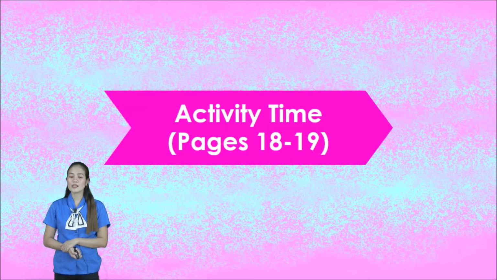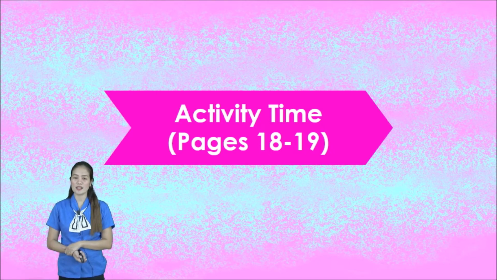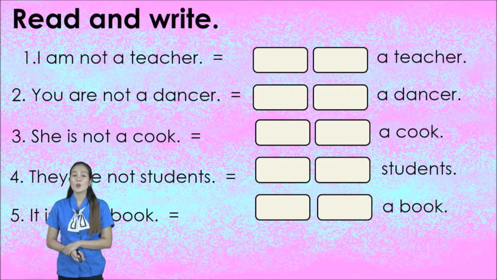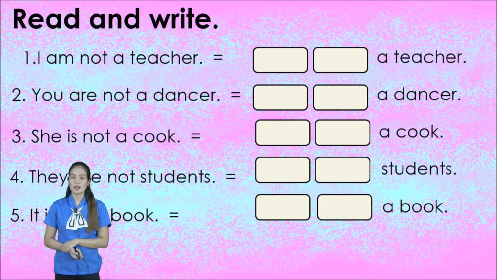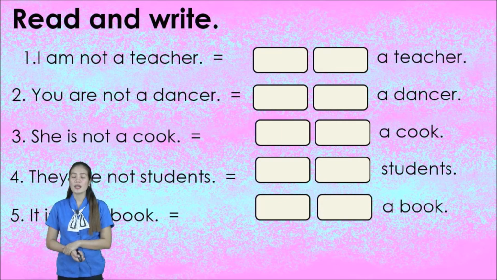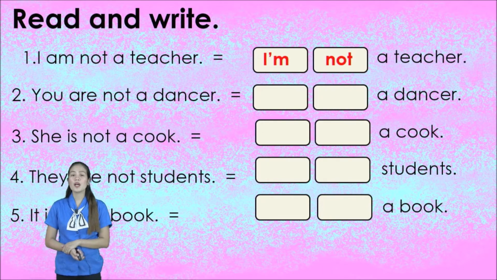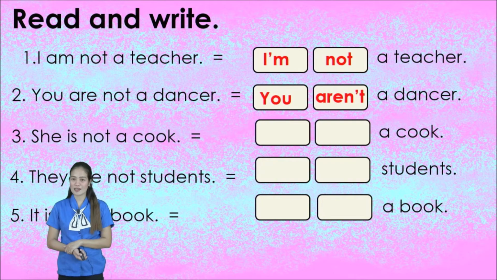Okay, kids, kindly open your grammar book to pages 18 to 19. The first one, read and write. Okay, you need to write the contraction. Number one, I am not a teacher. Okay, the answer is I'm not. Number two, you are not a dancer. The answer is you aren't a dancer.